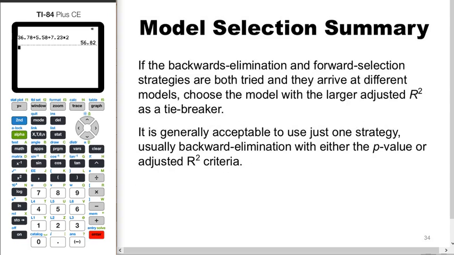Now, if backward elimination and forward selection strategies are both tried and they arrive at different models, choose the one with the larger adjusted R squared as a tiebreaker. You'll often find the adjusted R squared on the table. In the examples I've had before, it was in the lower left. Basically, the larger that R squared is, the better the model is. So it's generally acceptable to use just one strategy, either backward elimination or forward selection. But using both is also another way of checking for possible ultra-optimal models.